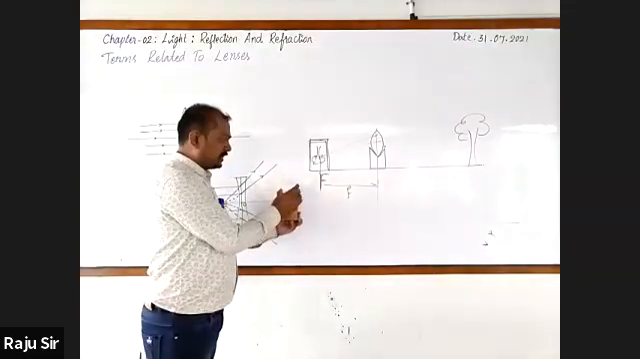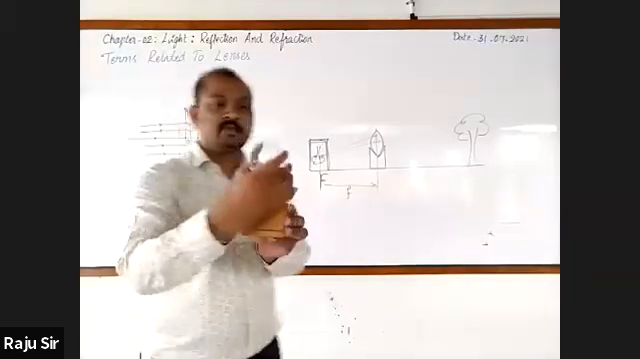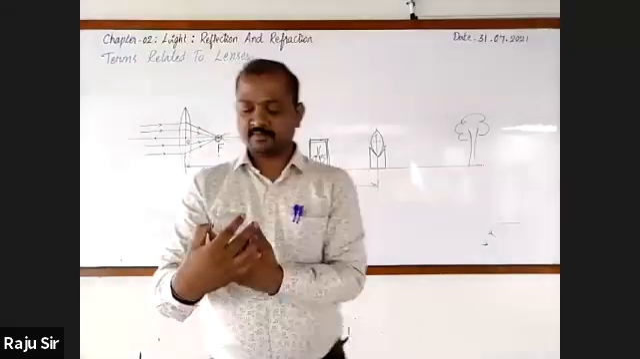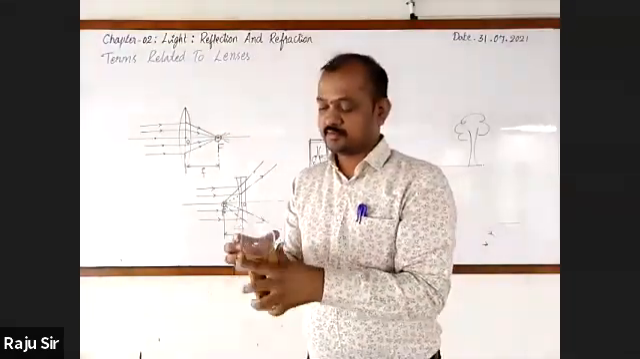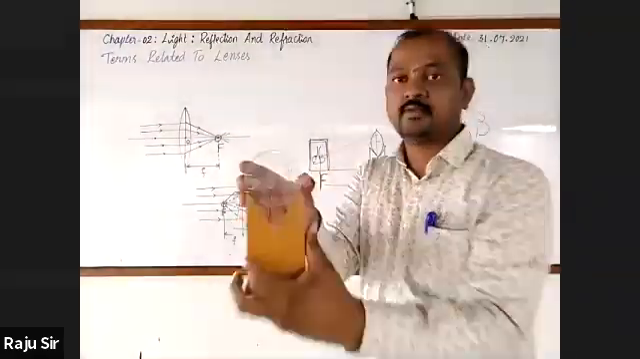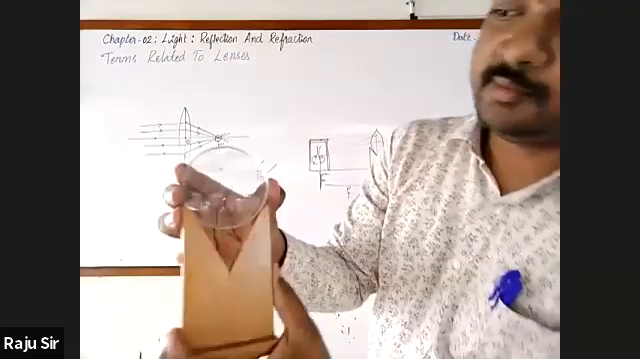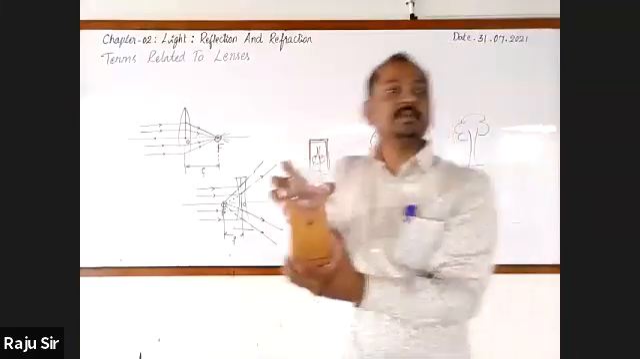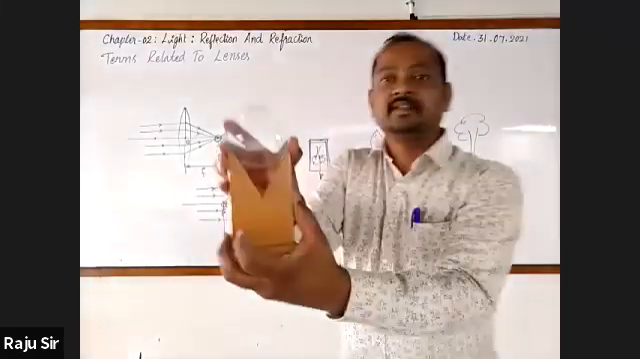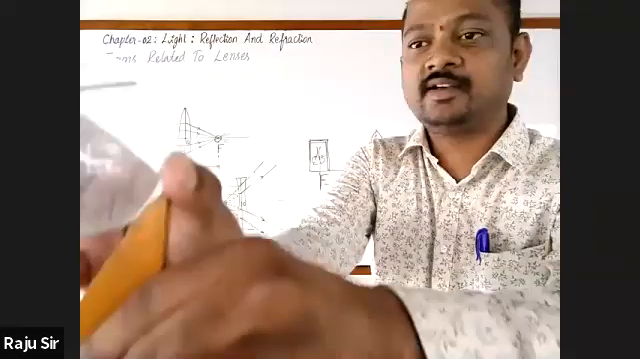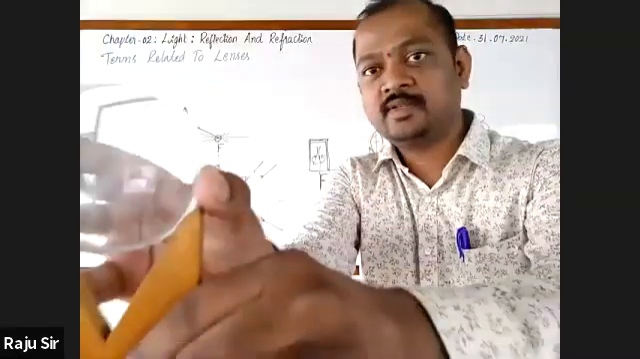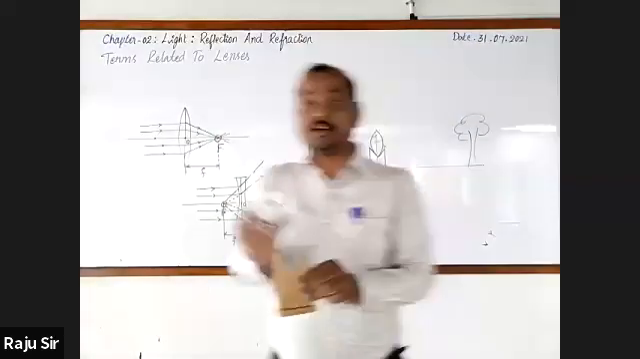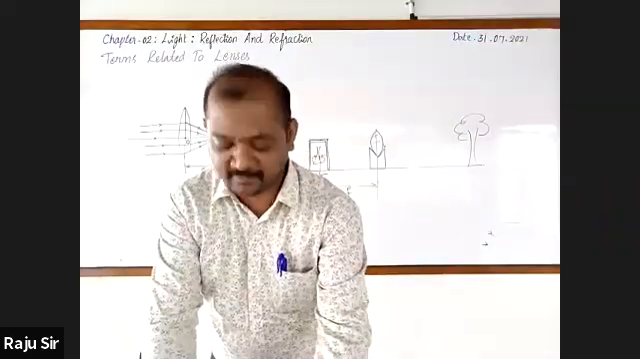Is it possible to catch the image? Where is the image found? It is inside only. We can see the window, sir. You can see, no? When you calculate, how do you find out the focal length?